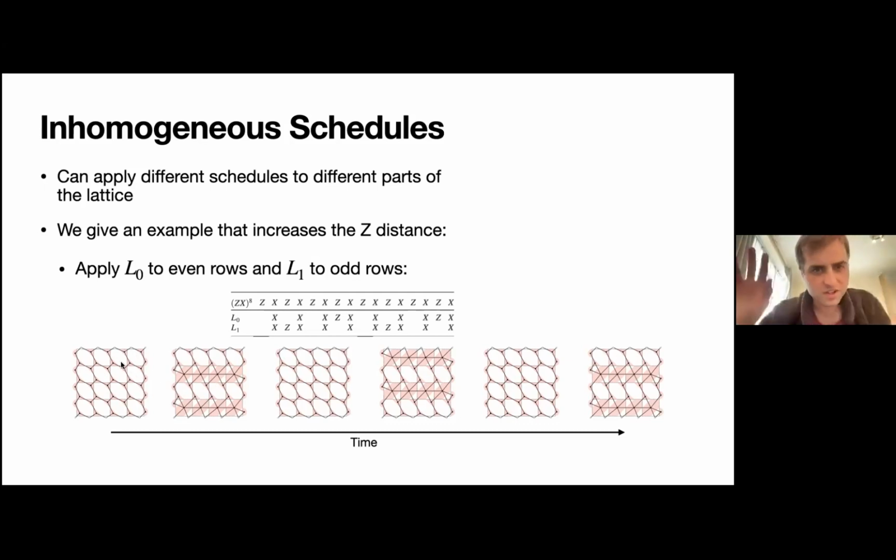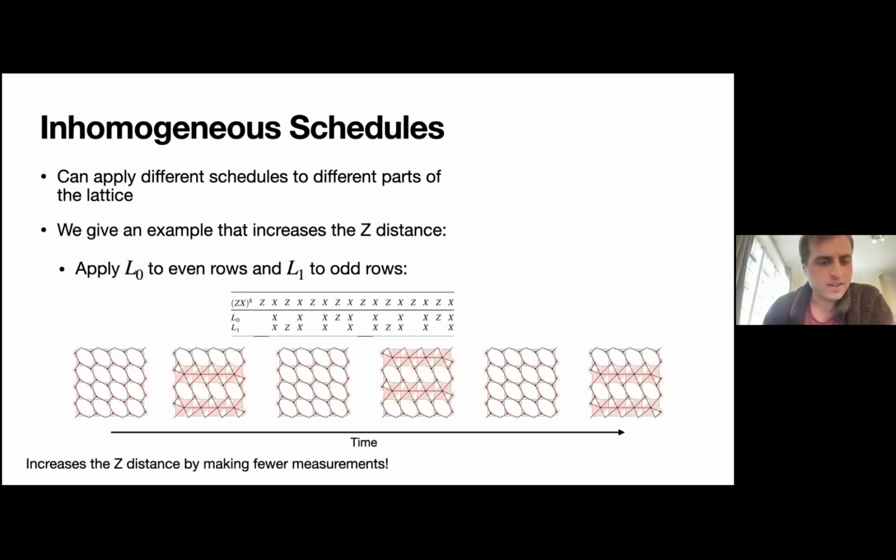So you have the good lattice, as it were, the hexagonal surface code, and then this one where you've gauge fixed half of the rows, and then this one where you've gauge fixed the other half of the rows. And so the distance throughout the 3D matching graph, if you look at the minimum weight path, is at least a 50% improvement of Z distance compared to the standard schedule or the homogeneous schedules. So there's potentially some improvement to be had in homogeneous schedules. And so, yeah, you're increasing the Z distance by making fewer measurements.